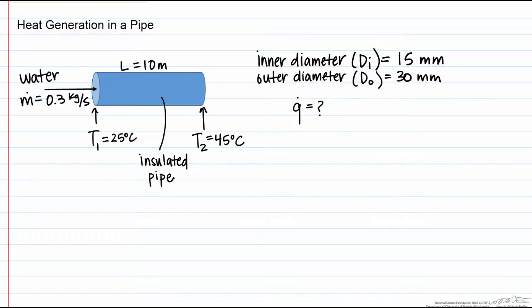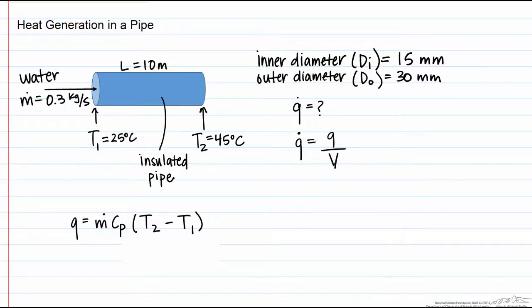So let's start with our governing equation. So we have that Q, heat transfer rate, equals the mass flow rate times the heat capacity of the water, T out minus T in. We can easily solve for Q, but how do we relate it to heat generation? So heat generation is heat transfer per volume. So if we solve for Q and we solve for volume, we can determine the necessary heat generation.